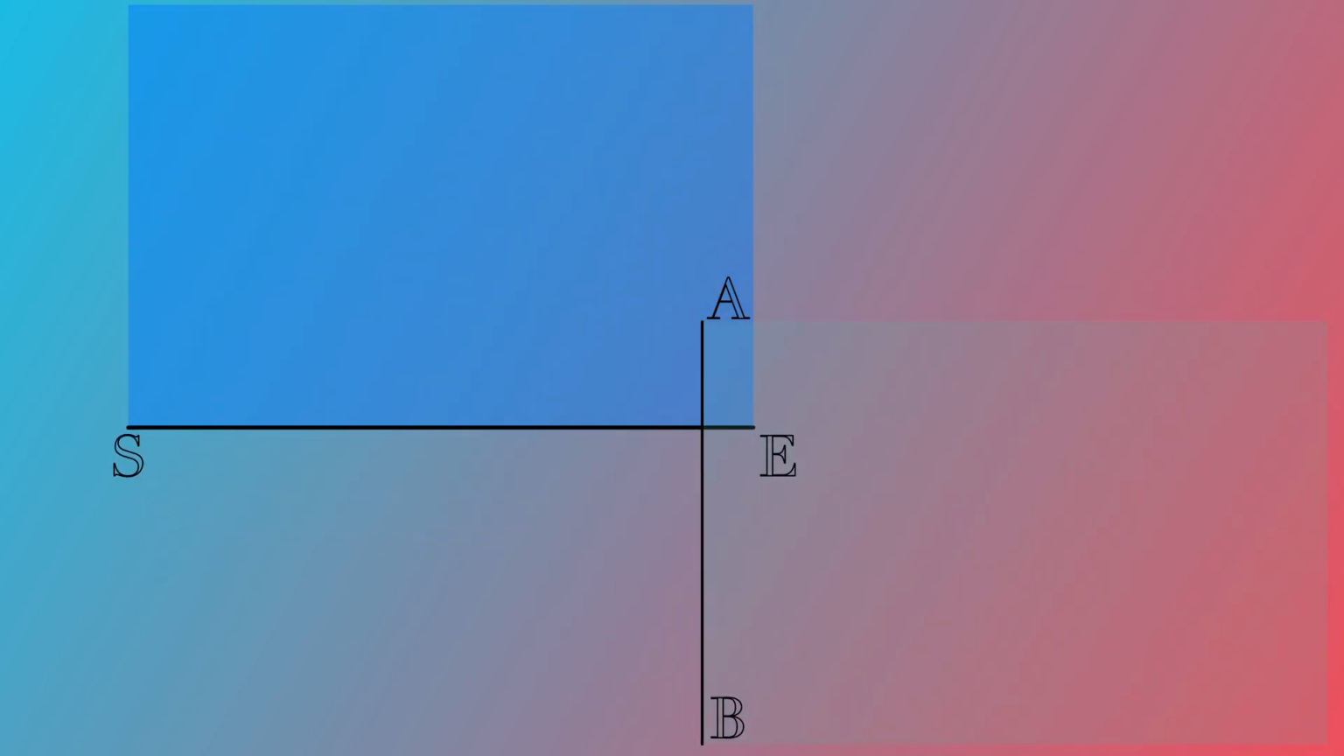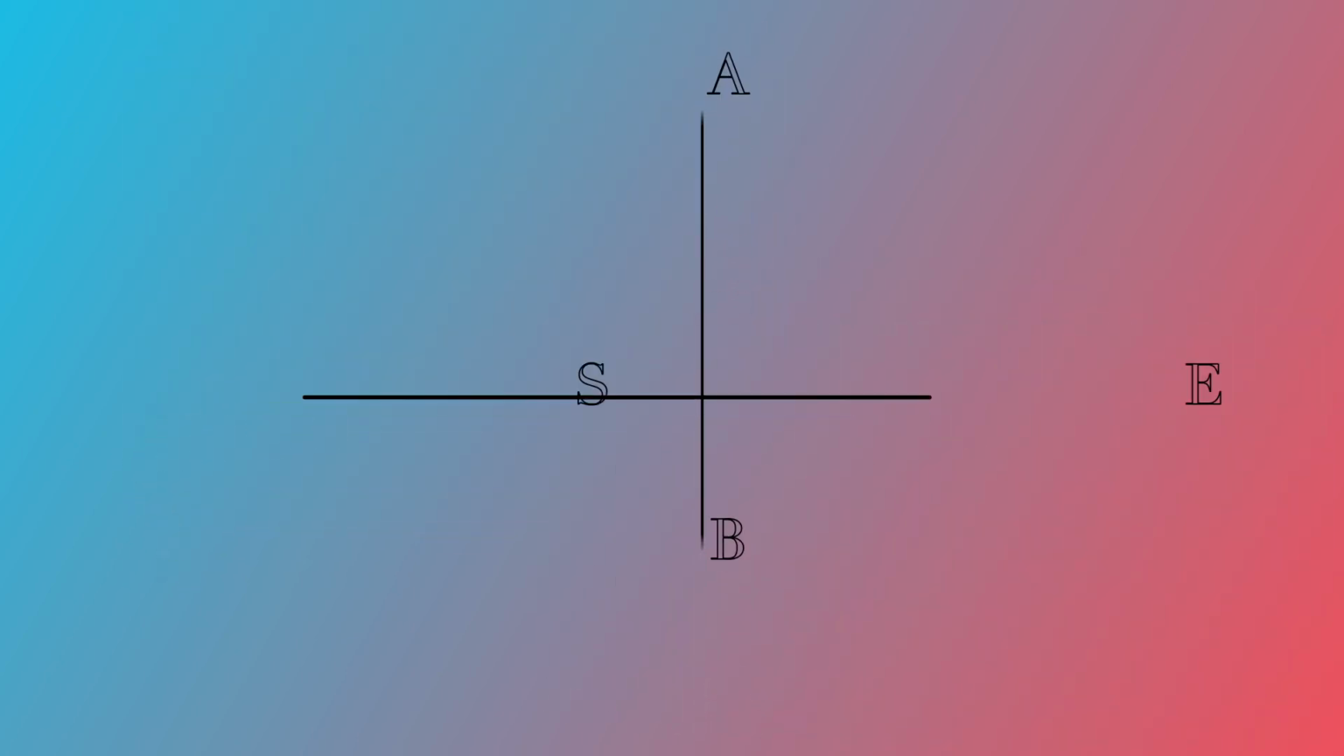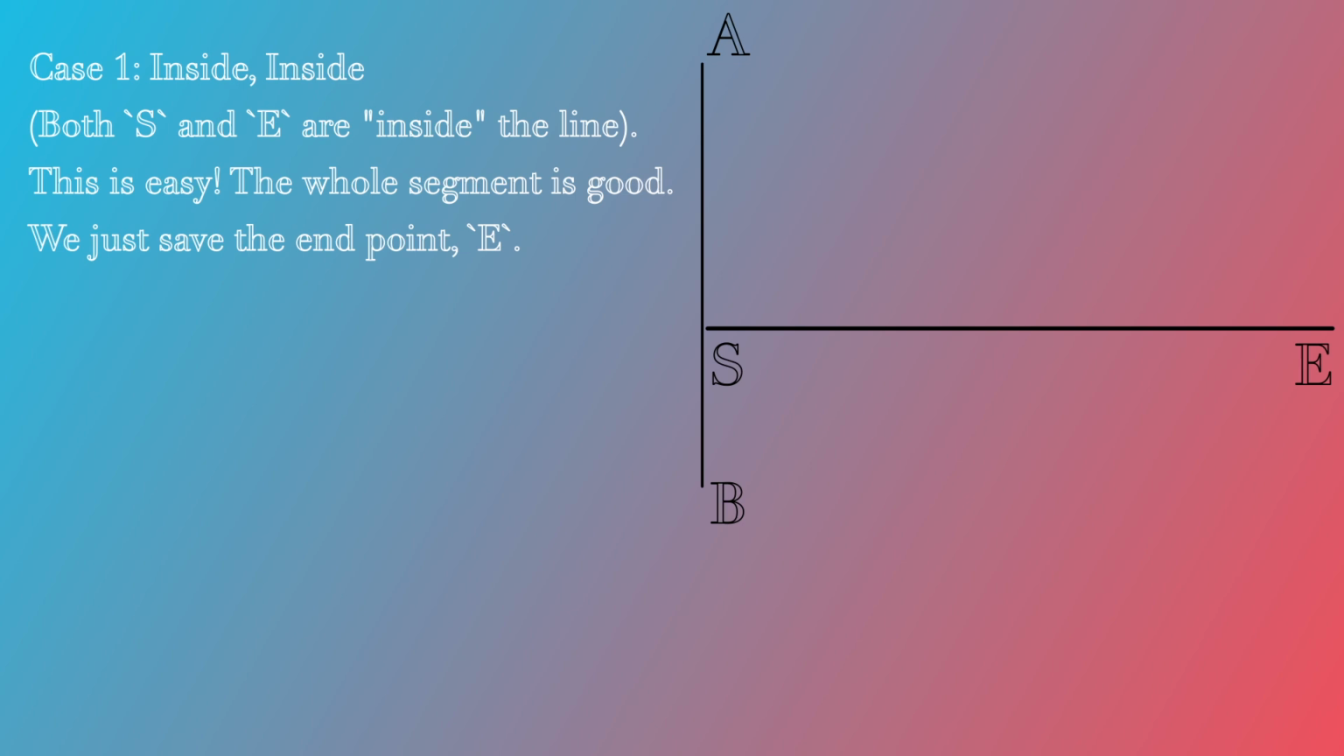For each clip edge, let's say it goes from point A to B, the algorithm walks around our subject polygon, looking at one segment at a time. Let's say a subject segment goes from point S, start, to point E, end. There are only four possibilities. Case 1, inside, inside. Both S and E are inside the line. This is easy. The whole segment is good. We just save the endpoint E.